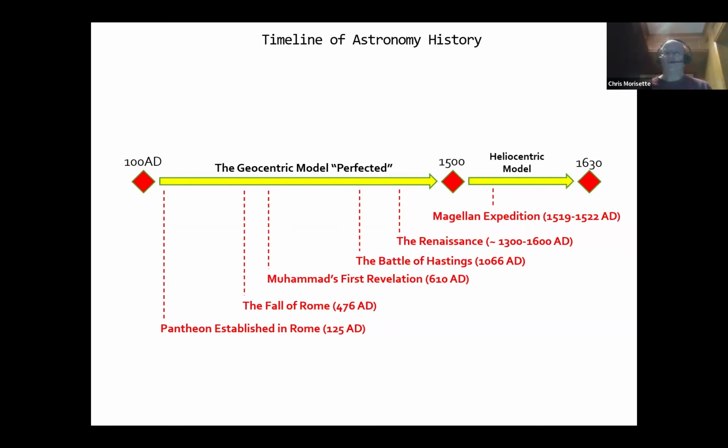When we get to the Renaissance, which you see here at 1500 and roughly 1600 AD, that's when you begin to see a return to the critical thinking that we saw during ancient Greece. And there you see some thinking that went into upending the geocentric model. But more about that in a second.